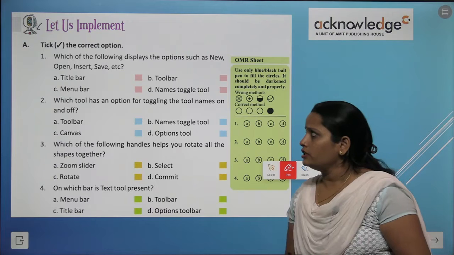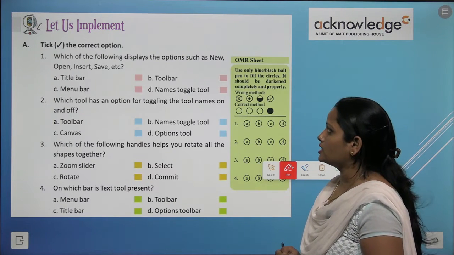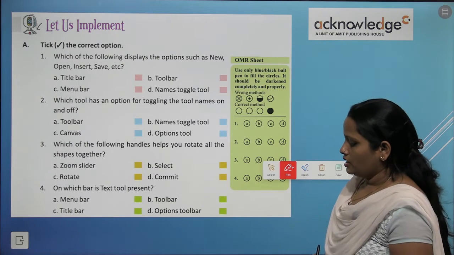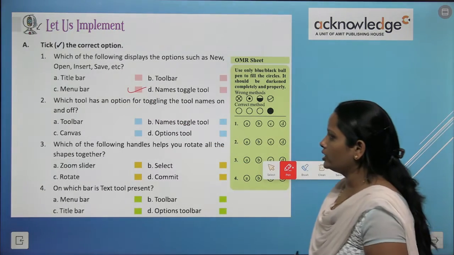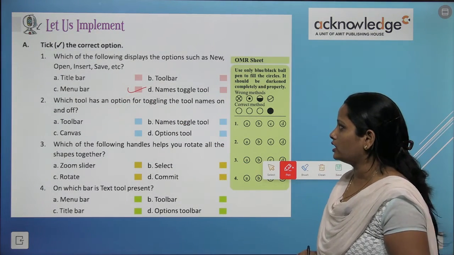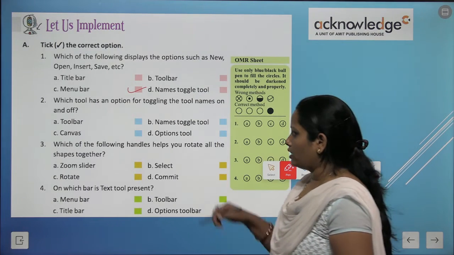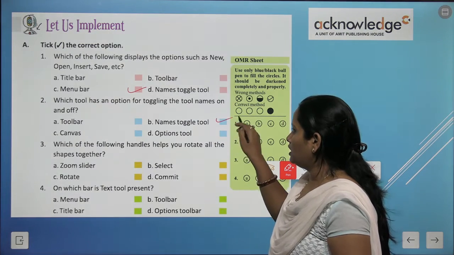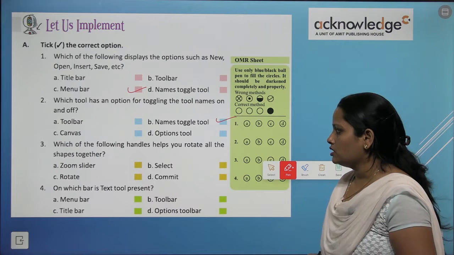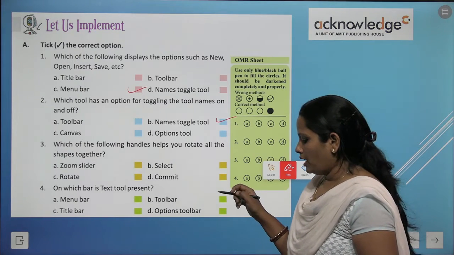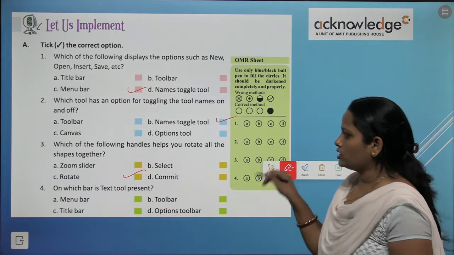Check the correct option. Which of the following displays the options such as new, open, insert, save, etc.? So it can be seen in the menu bar. Which tool has an option for toggling the tool name on and off? So we can toggle the names in the names toggle tool. Which of the following handles help you rotate all the shapes together? So by using the rotate option we can rotate all the shapes.